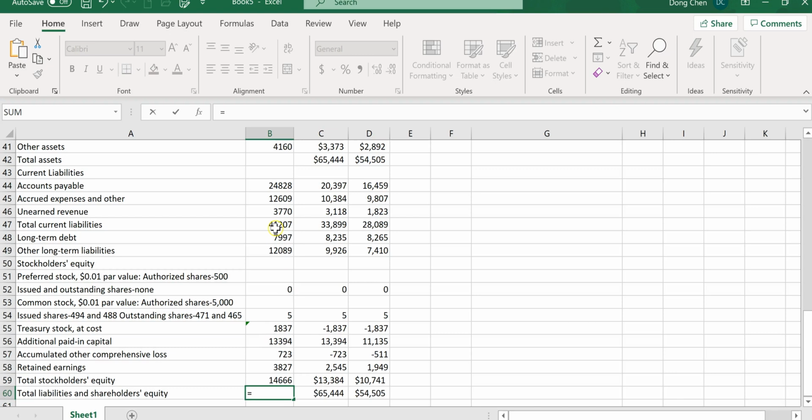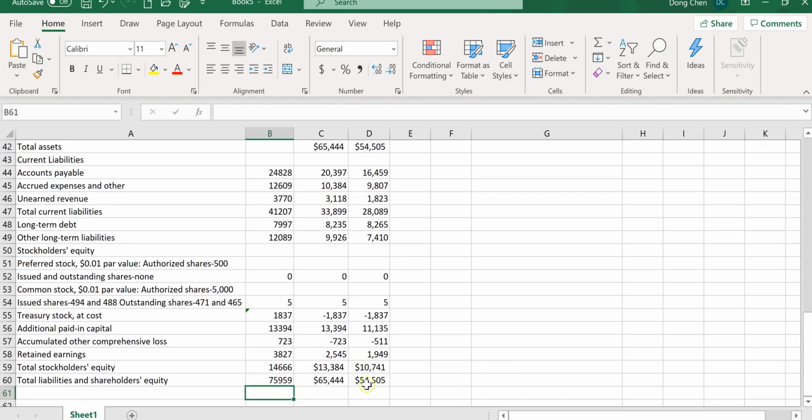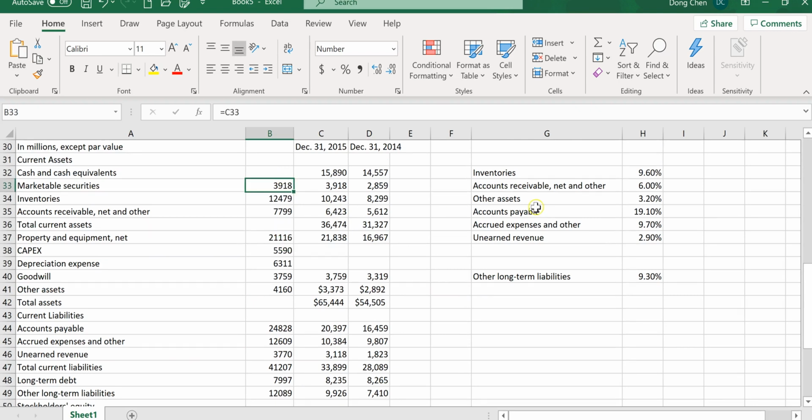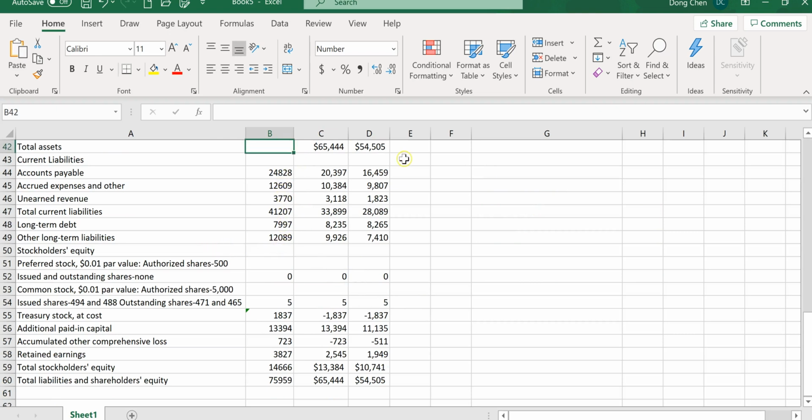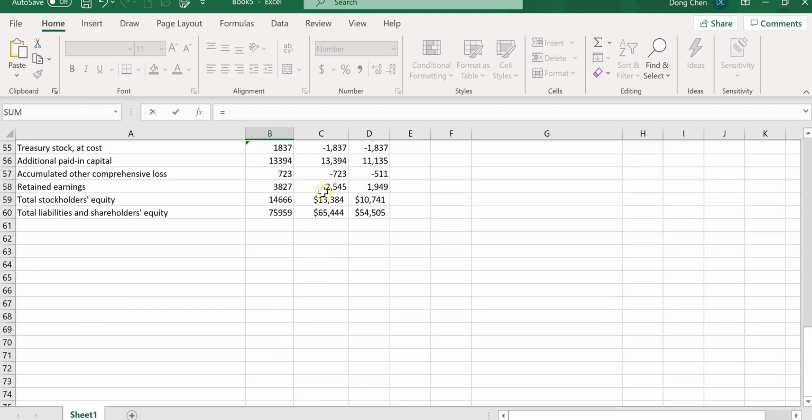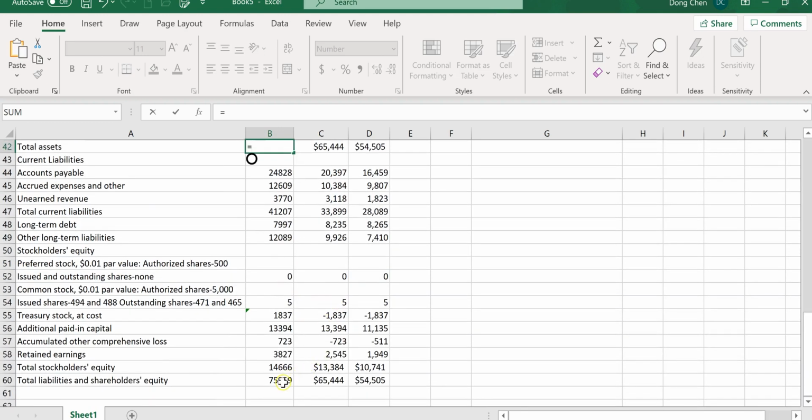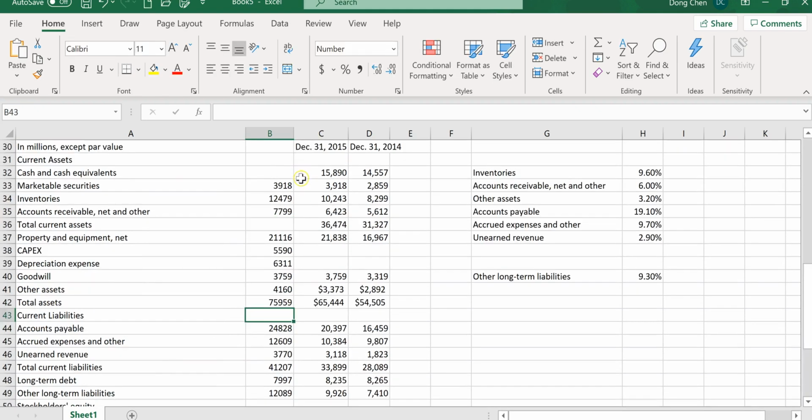So this is going to be the sum of total current liabilities and long-term debt, and other long-term liabilities, and then the total shareholders' equity. That's the total. And from this total, now we can back out our plug variable, which is cash. Because we know the total liabilities and owner's equity, we can also put that into the total assets. So now the total assets is provided, right?